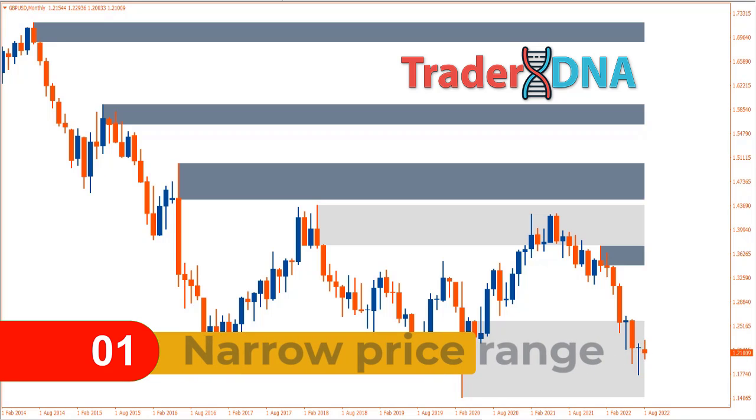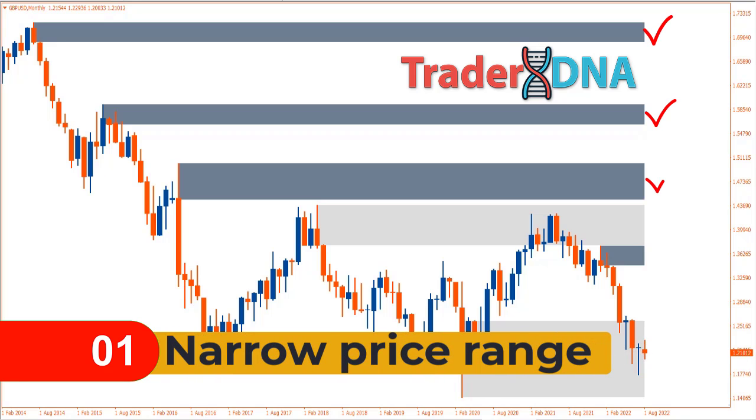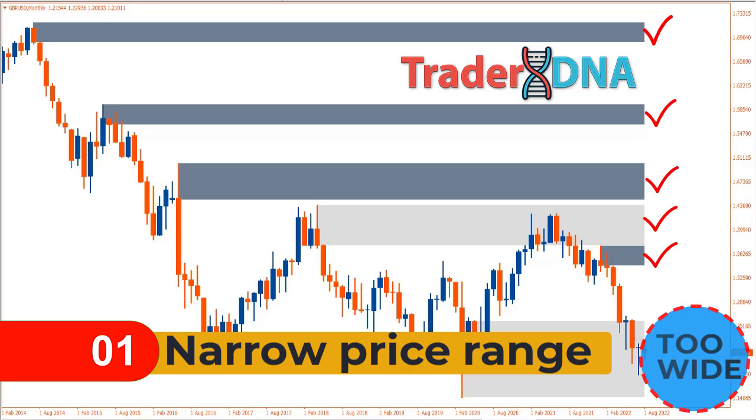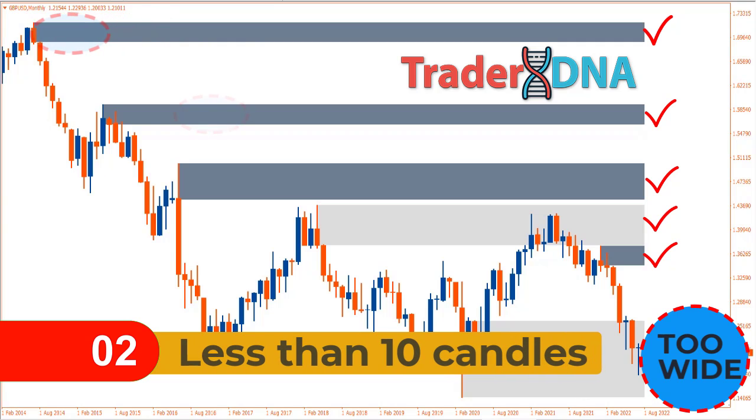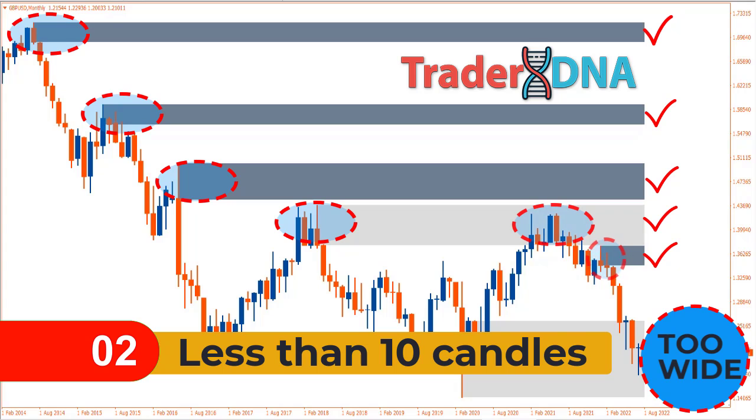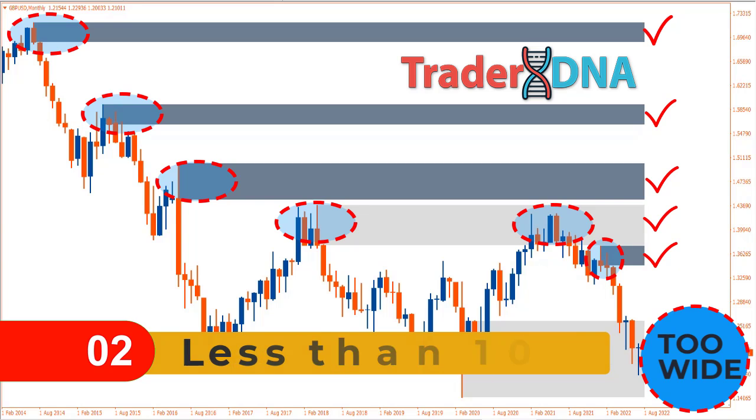First, narrow price range. If the trading range that precedes the breakout is too wide or has too many long wick candles, it shows uncertainty and is less likely to represent accumulation from a whale. Second, less than 10 candles. The demand or supply zone should ideally be between 1 and 10 candles. Accumulation and distribution can take a while, but too long, and the zone may get exhausted before the retest later.